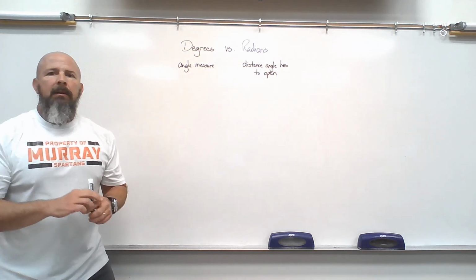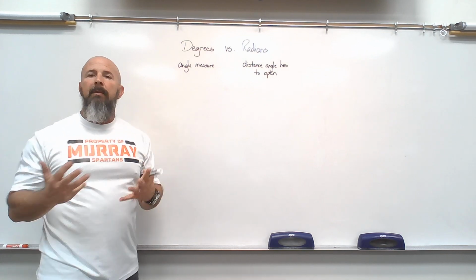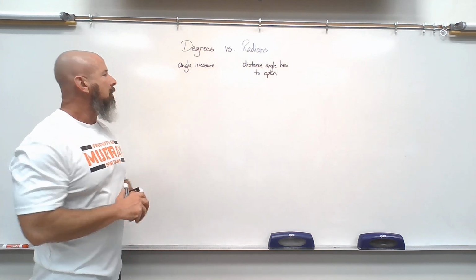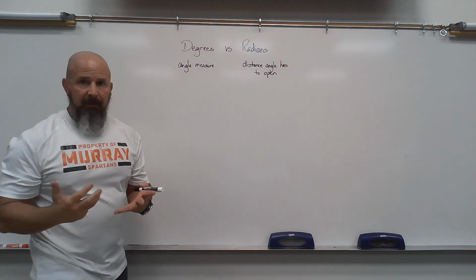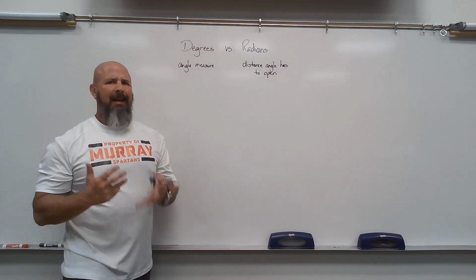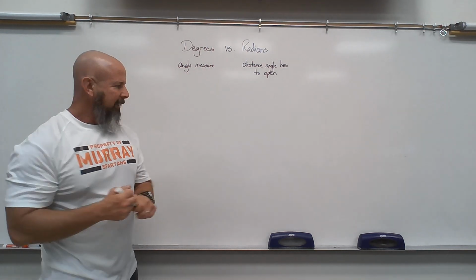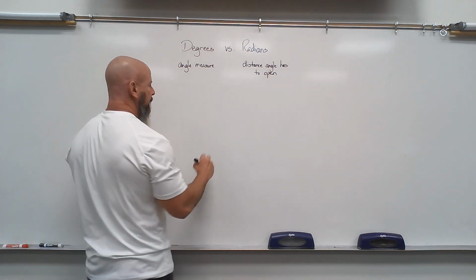All right, we're going to take a quick look at degrees versus radians. Both of these are ways to measure an angle. Degrees typically talks about the measure of the angle. The radians is referring to the distance the angle has to open. So really, it's referring to the same thing, the overall size of an angle.